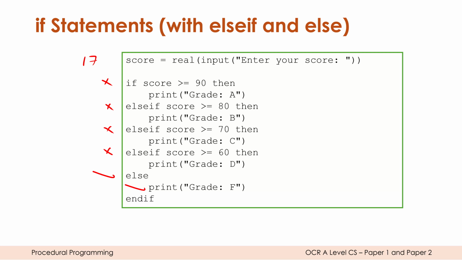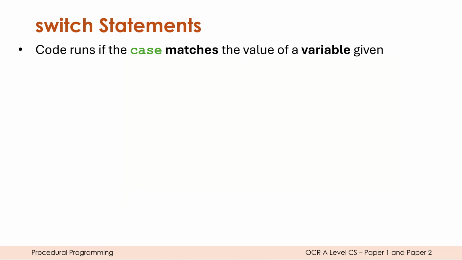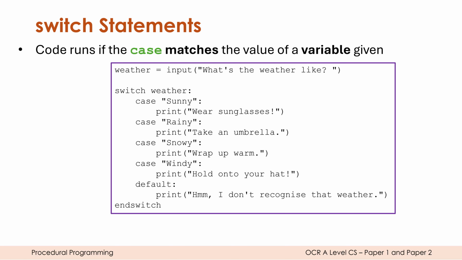Now, 99% of the time we are using if statements when we are trying to implement selection. However, there is another poor forgotten about statement which also implements selection, and you could be shown this in code because it is in the OCR pseudocode set. These are called switch statements, and they are very similar in approach to an if statement. The code only runs if the different cases match exactly the value of a variable. And this means they're kind of a little bit more limited than an if statement. And let me try and explain this.